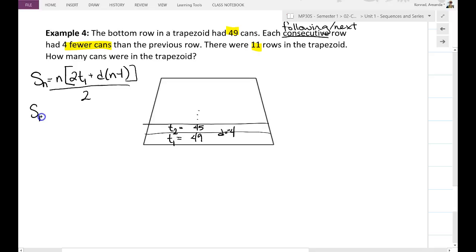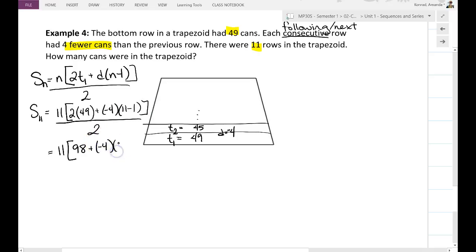So we're looking for S11. So it's going to be 11 multiplied by 2 times 49 plus -4 multiplied by 11 minus 1, all divided by 2. 11, we've got 98 plus -4 multiplied by 10.